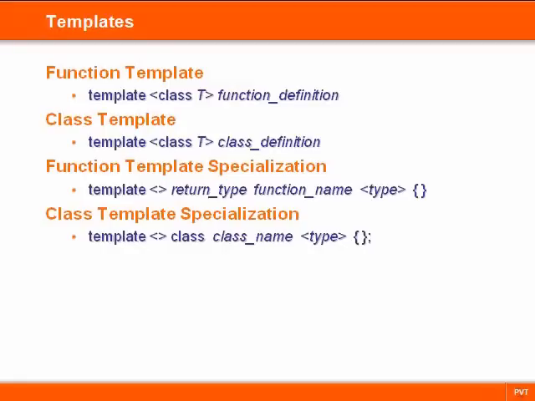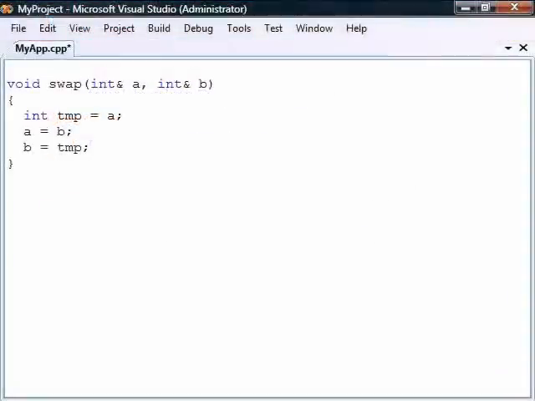Templates provide a way to make a class or function operate with different data types without having to rewrite the code for each type. First, we'll look at function templates. In this example, we have a function that swaps two integer arguments. To make this method into a function template that can work with any type, we first need to add a template parameter declaration before the function.